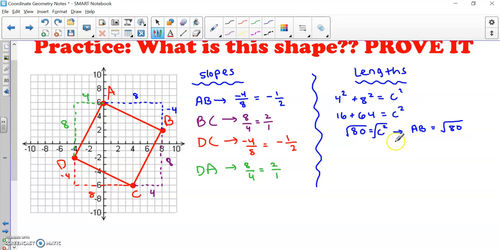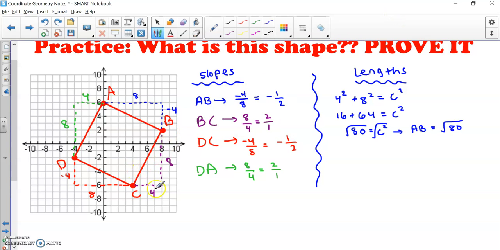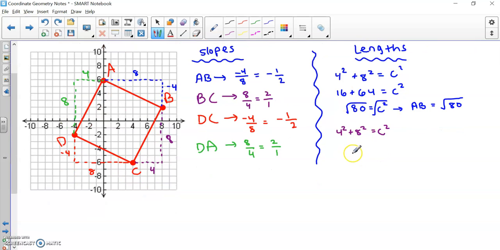All right, next one, BC. So for BC, we still have legs of 8 and 4. So we would say, okay, well, again, 4 squared plus 8 squared equals C squared. Hopefully you notice that the numbers are the same. So it's still going to end up with 80 equaling C squared, and then the whole side ends up being the square root of 80.